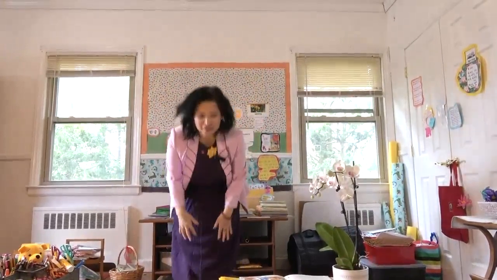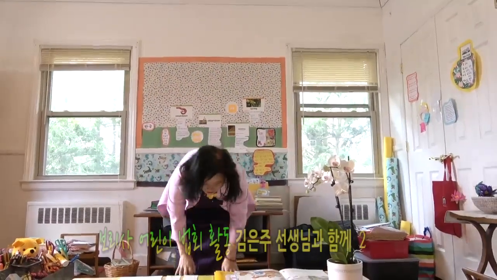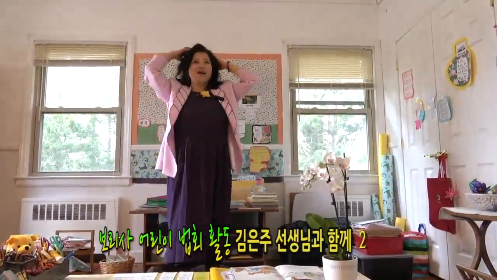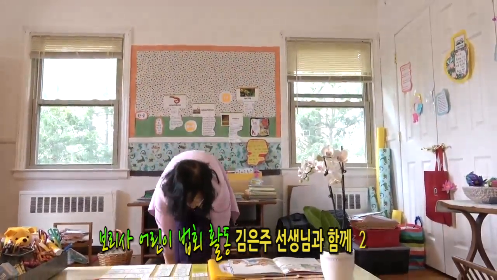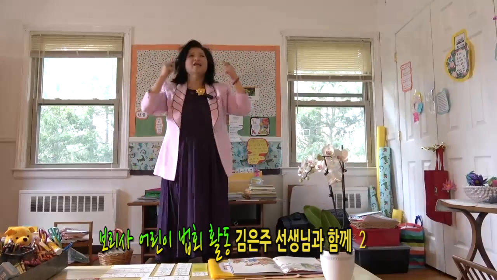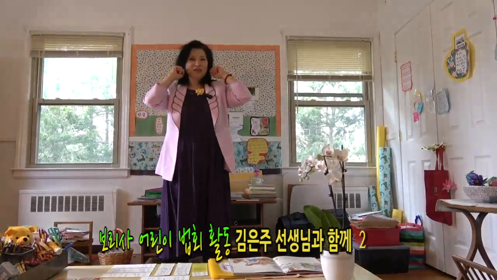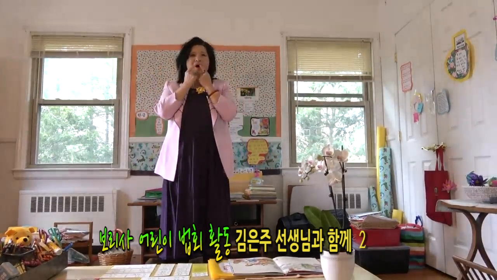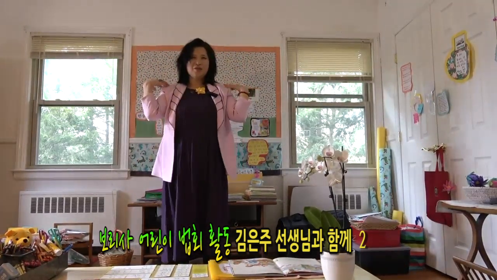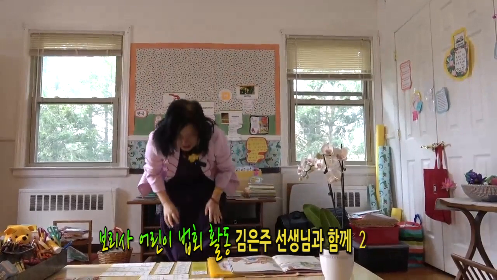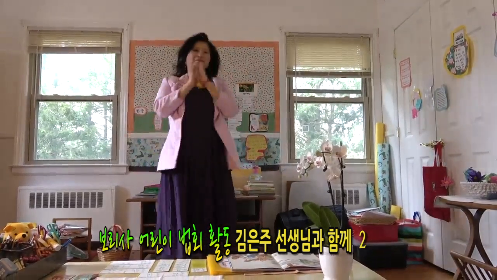Head, shoulders, knees and toes, knees and toes. Head, shoulders, knees and toes, knees and toes. Eyes and ears and what's next? Mouth and nose. Head, shoulders, knees and toes, knees and toes.